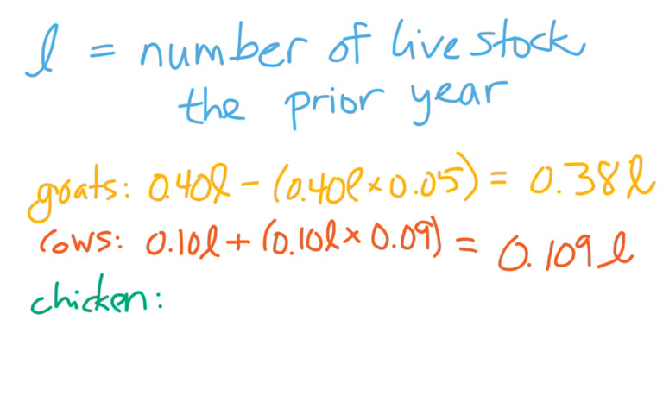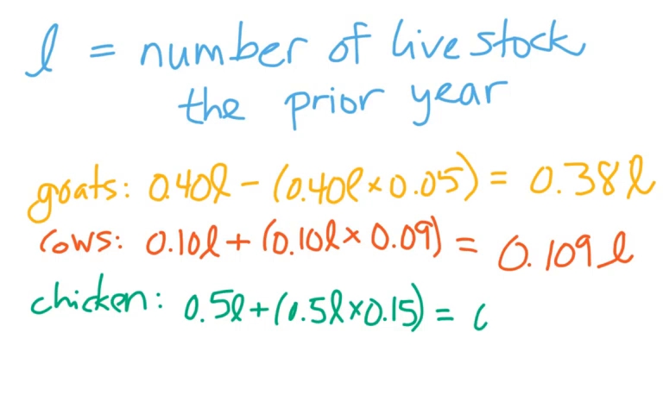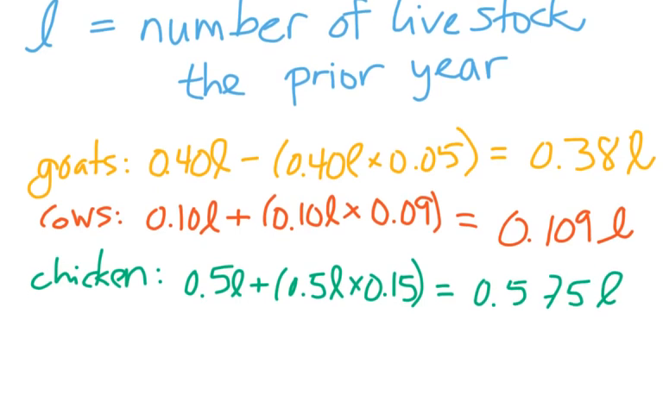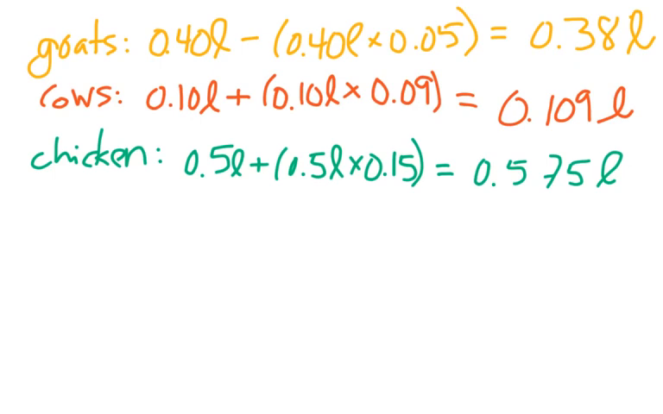And now the chickens. Chickens are also an increase. So chickens used to be half of the livestock, so 0.5 times L. And then to that we're going to add, they've gone up 15%, so we'll take the 0.5 L, multiply that by the decimal equivalent, which is 0.15, and then when I multiply that together, I get 0.575 L. So that shows me how much the chickens have gone up.